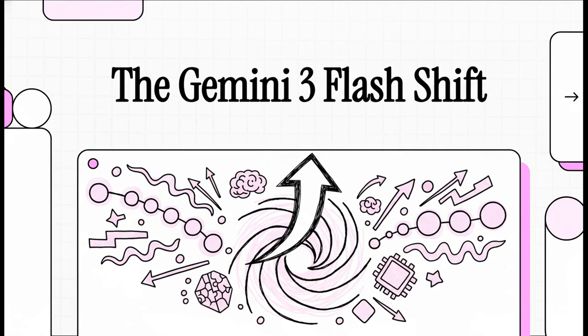Today, we are digging into Google's Gemini 3 Flash. And look, this isn't just another incremental update. We're talking about a model that promises to completely change the game for artificial intelligence. So what is all the fuss about?